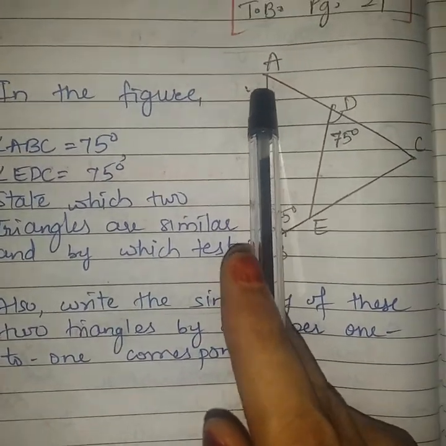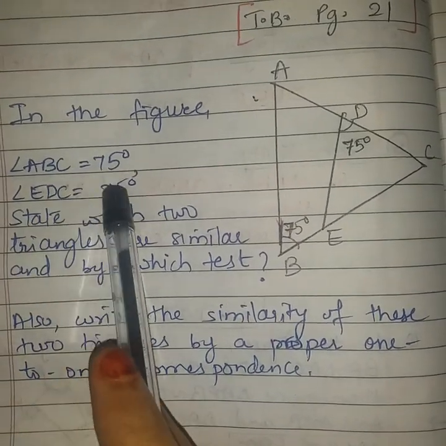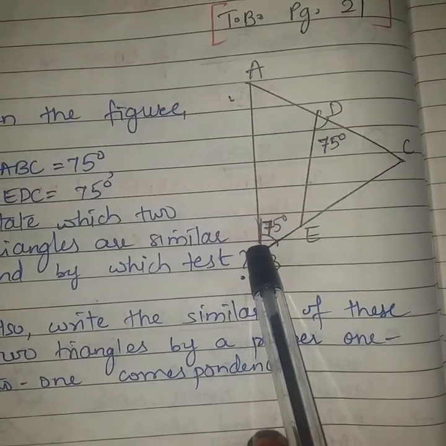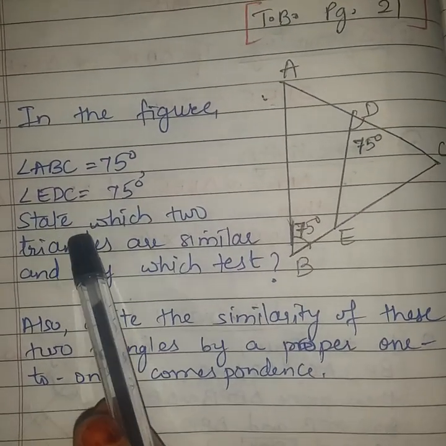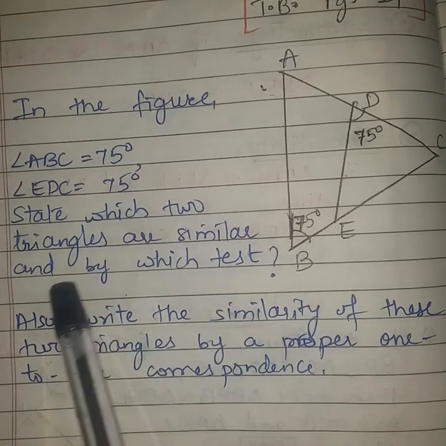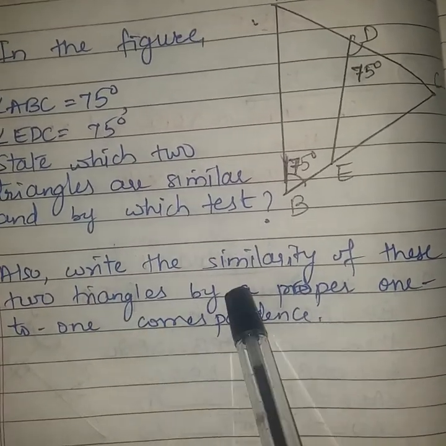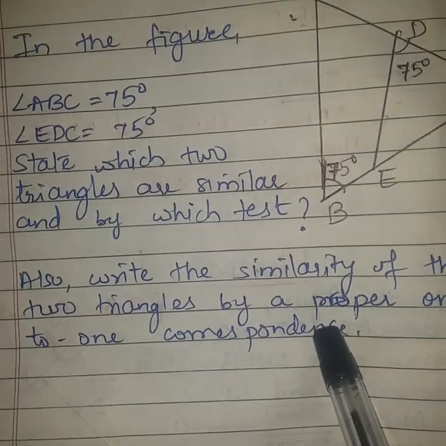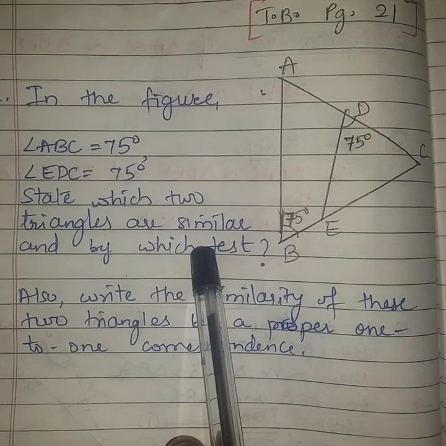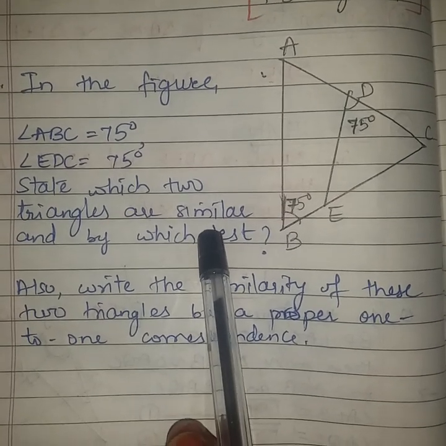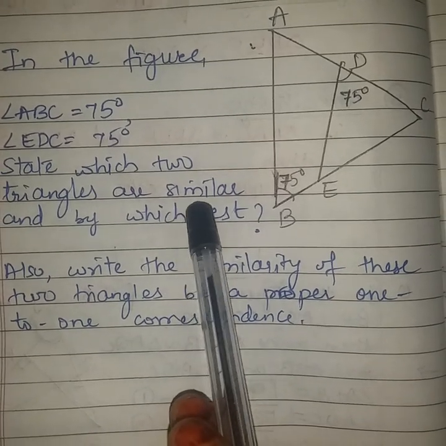Let us try to understand the question. In the given figure, angle ABC and angle EDC are both 75 degrees. You have to state which two triangles are similar and by which test. Also, write the similarity of these two triangles by a proper one-to-one correspondence. I hope you are going to solve this homework, provided you have understood the concept of the different tests of similarity and the different properties of similar triangles.